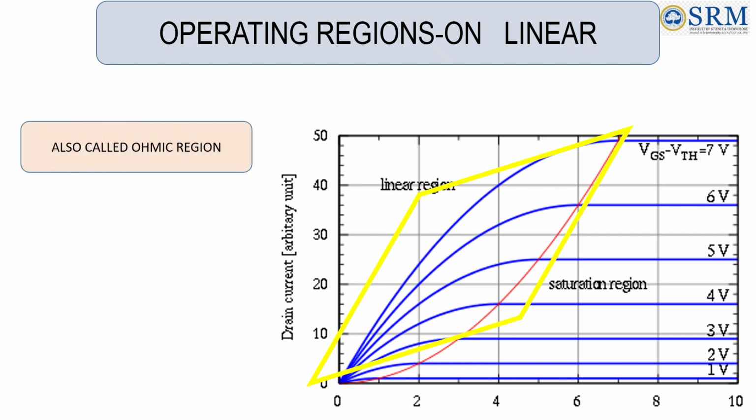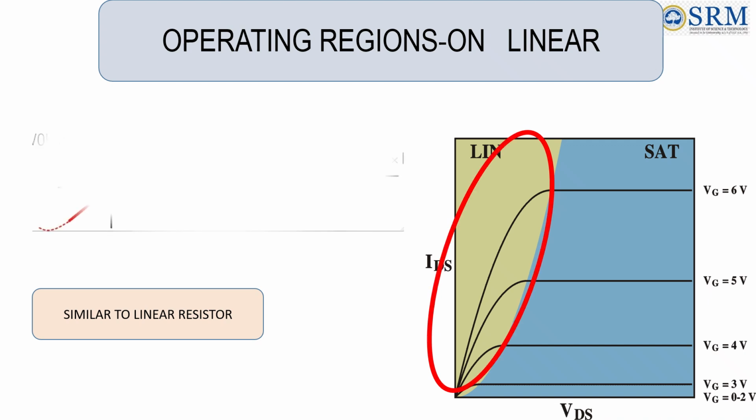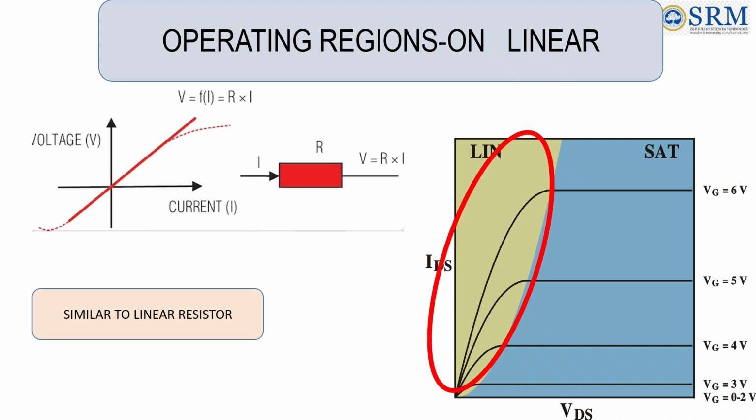This is also called the ohmic region. The reason is the voltage VDS changes with IDS in the same way as the voltage across a resistor would change with current. So we call it the ohmic region.